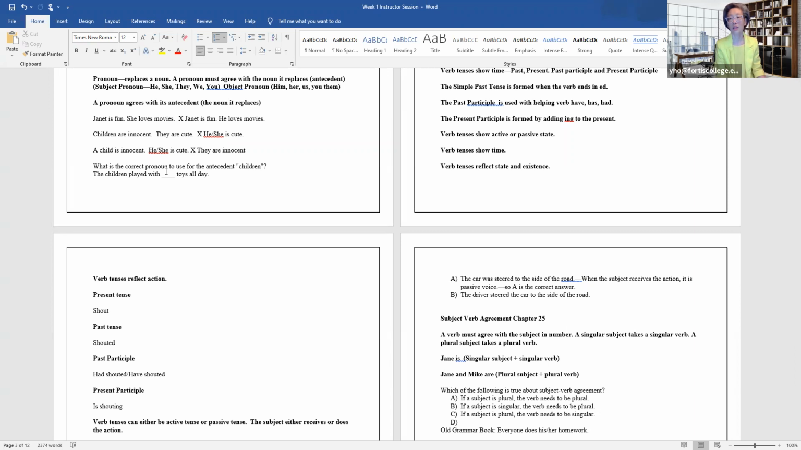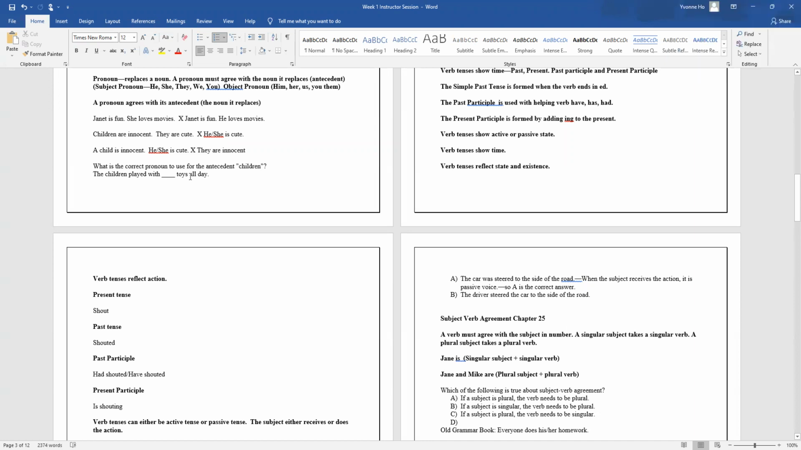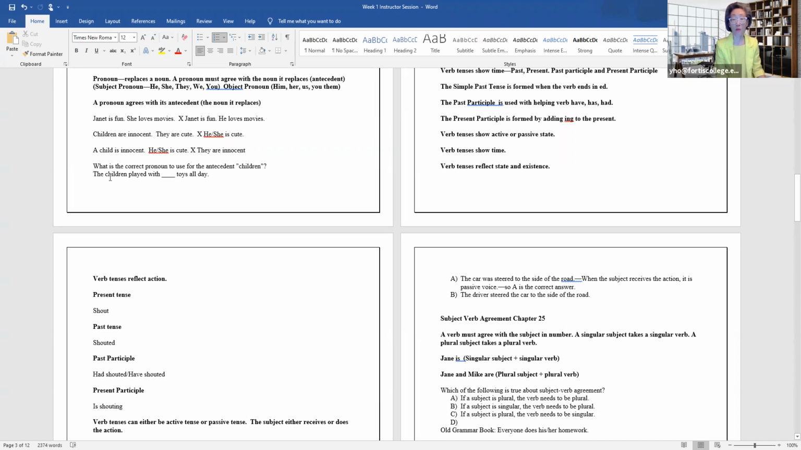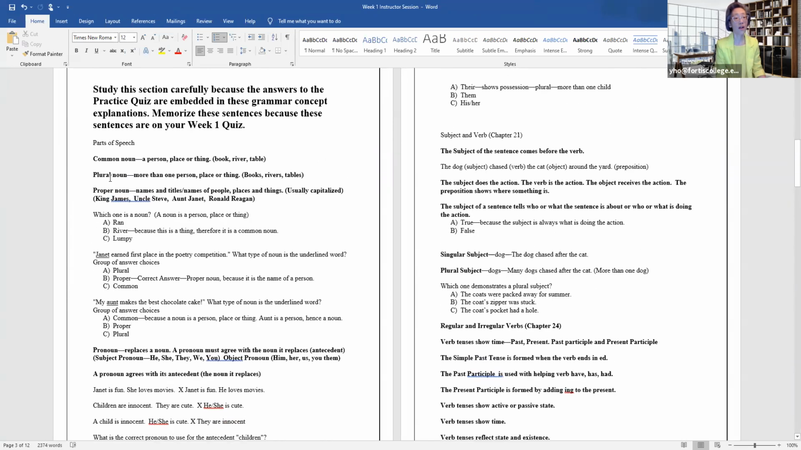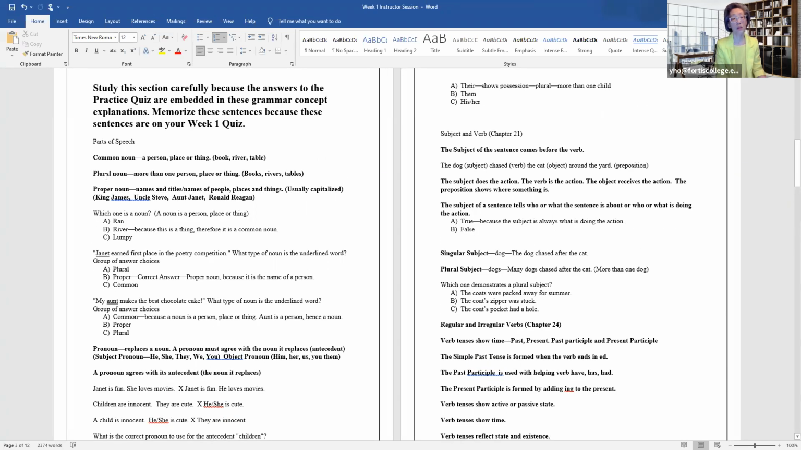You'll have to unmute. Andy, what would be the answer to this question? The children played with their toys, or the children played with his toys? Their toys, correct. So here you have more than one child, and therefore the pronoun there has to agree with the plural noun children. And so this is what we have so far: common noun, plural noun, proper noun.